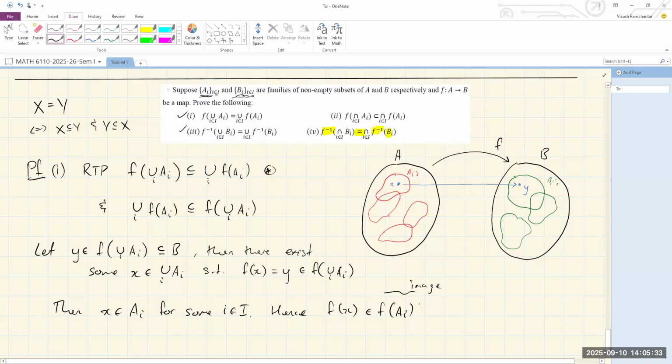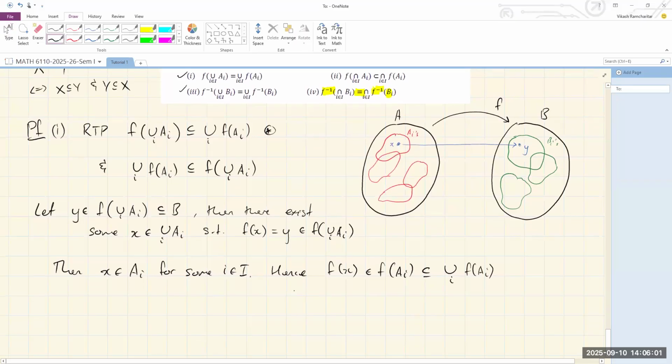But f of Ai, of course, is a subset of the union of all f of Ai, right? Because any set is a subset of the union of that set with other sets. So this guy is a subset of the union. And what was f of x? f of x was y, right? f of x is y. So y belongs to the union.